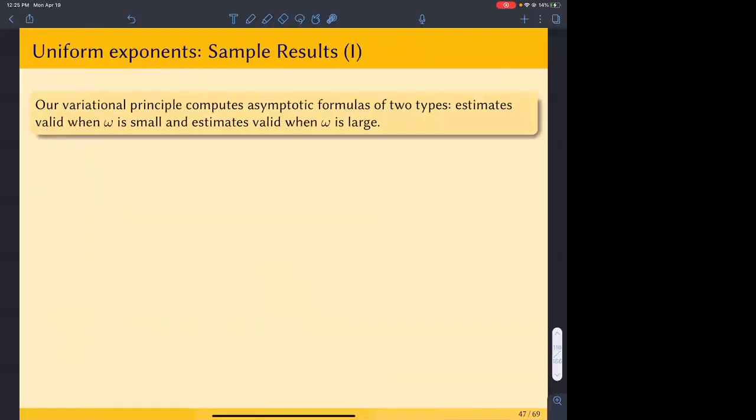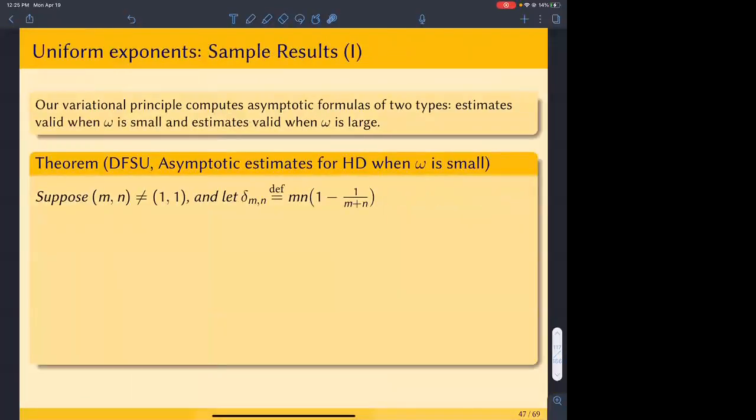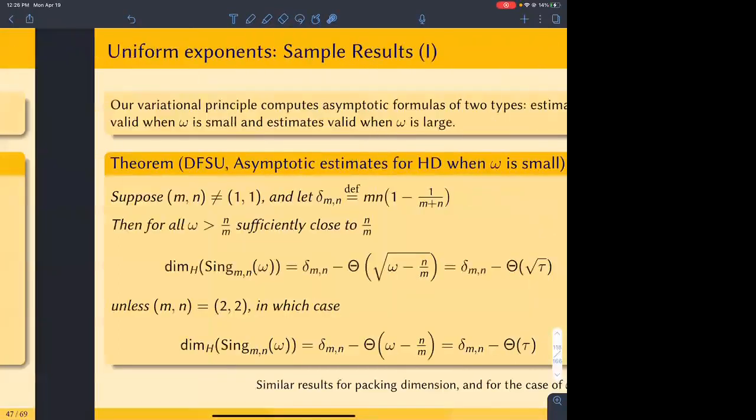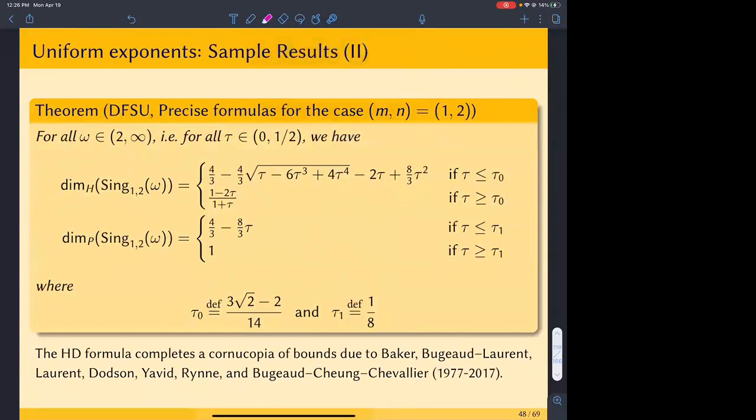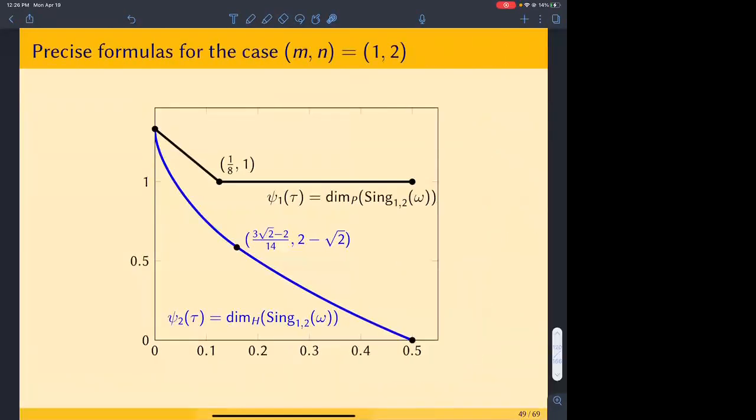And though we can prove certain asymptotic formulas for both the cases when omega is small and omega is large, it is very rare that we can actually get formulas. So here's a formula that I'm particularly happy with: in the case of (1,2), and actually we can do it for (2,1) as well, we actually have precise formulas for the Hausdorff and packing dimensions of these level sets. And this is what they look like.